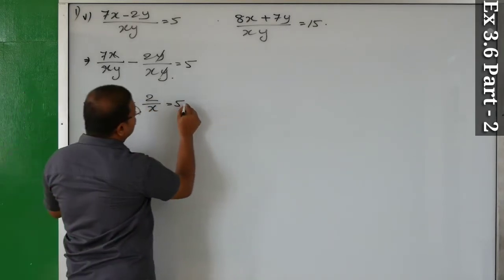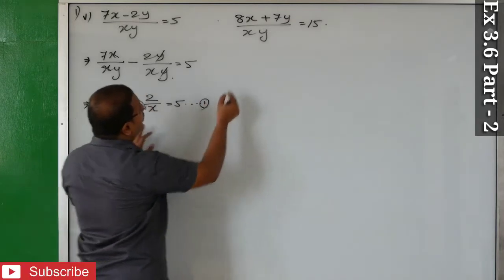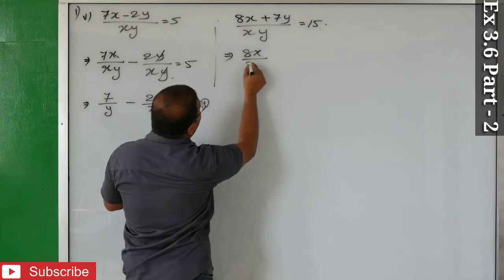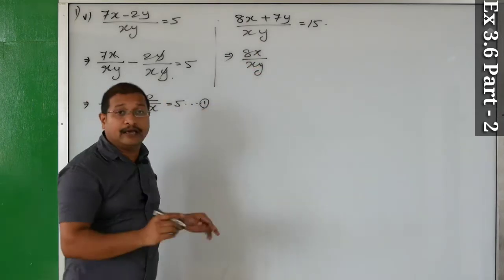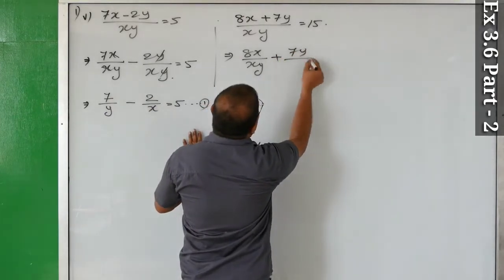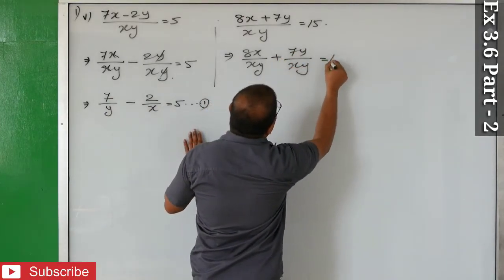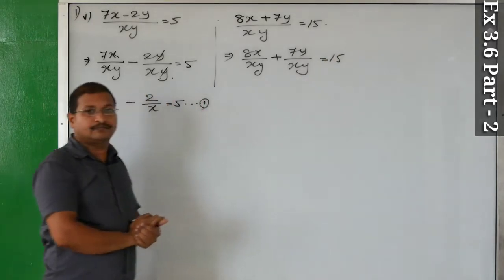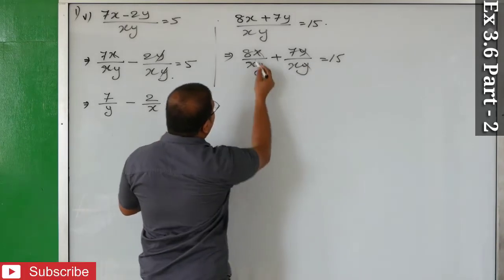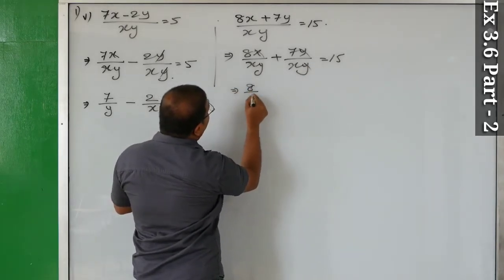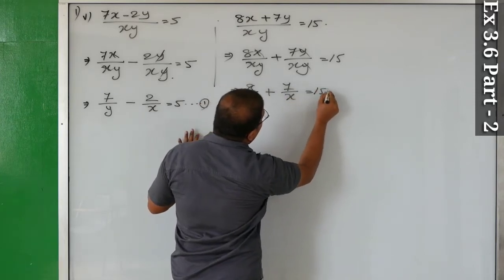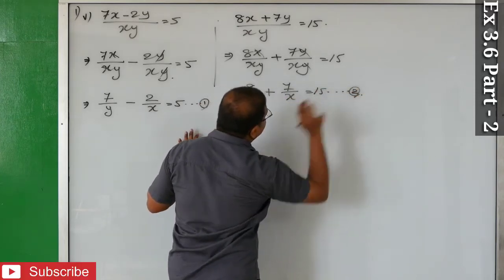Ready? This one is equation number 1. Now here, what you will do? This implies 8x divided by xy, same style. We are separating the denominators, plus 7y divided by xy equals 15. Ready? Now, x will cancel. Here, y will cancel. Balance is, this implies 8 by y plus 7 by x equals 15. This is equation number 2.